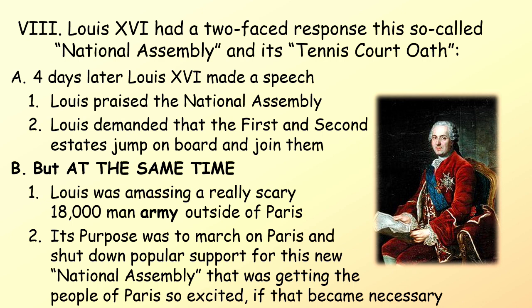Louis XVI had a two-faced response to the so-called National Assembly and its tennis court oath. 4 days after this happened, Louis XVI made a speech, and he praised the National Assembly for what they were doing. And Louis demanded that the First and Second Estates jump on board and join them. The Estates General would be over, and everyone would belong to this new National Assembly. But at the same time, Louis was amassing a really scary 18,000-man army outside of Paris, and its purpose was to march on Paris and shut down popular support for this new National Assembly that was getting the people of Paris so excited, if that were to become necessary.